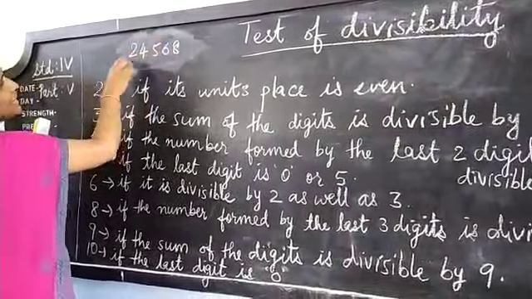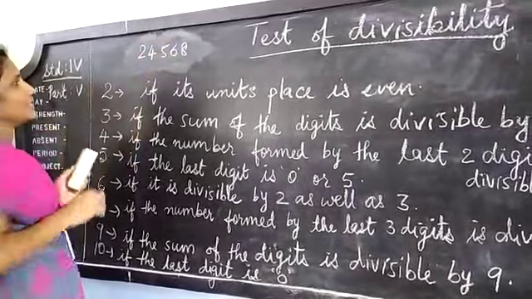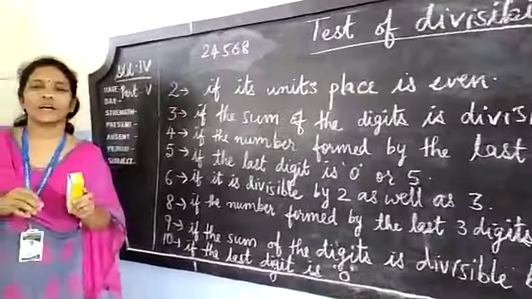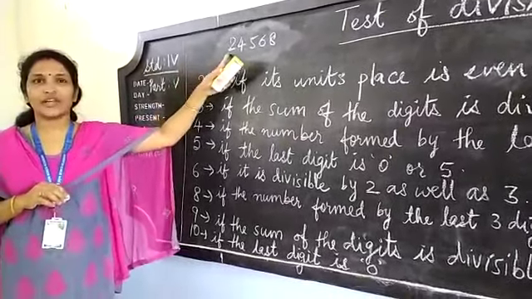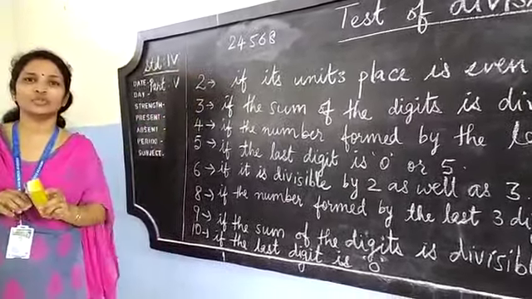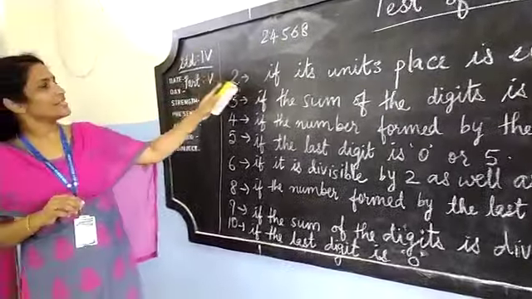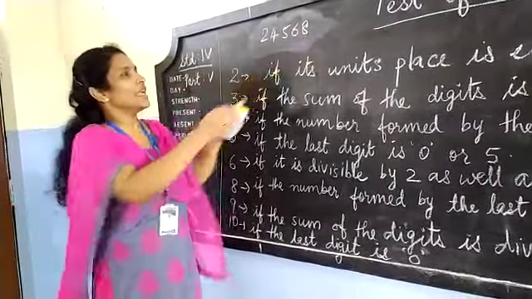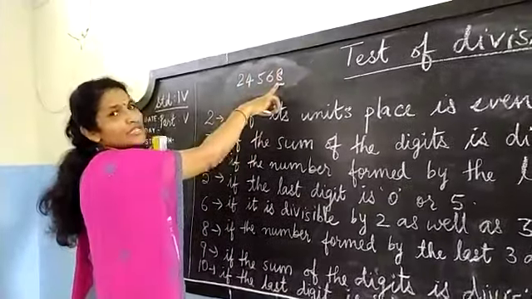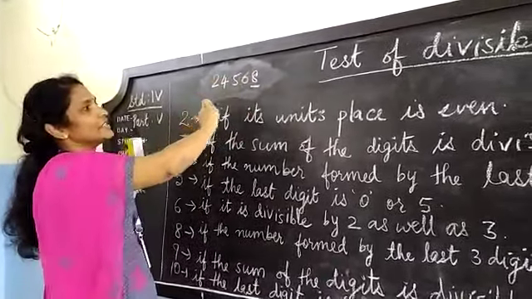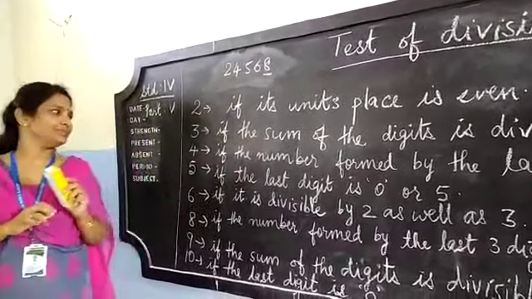You can see an example here. I have written 24,568. When this number comes, is it necessary for us to divide and see whether it is divisible by 2? No. You have to just see the number in its units place. It's an even number, so this number is divisible by 2.